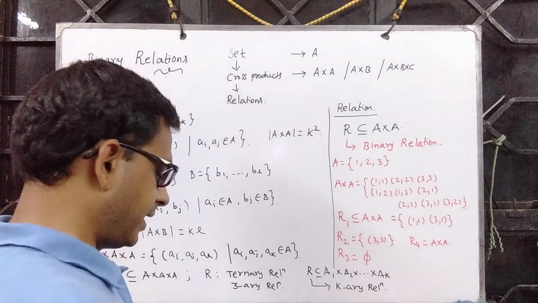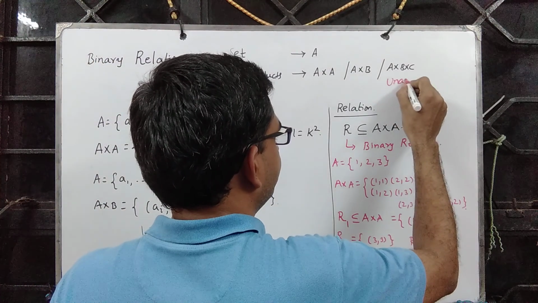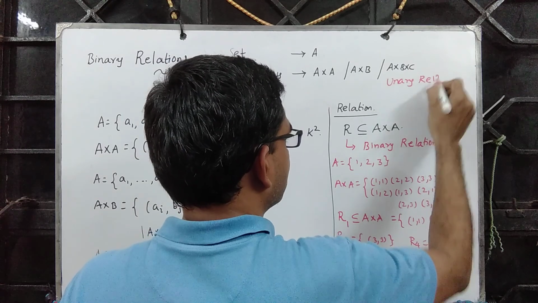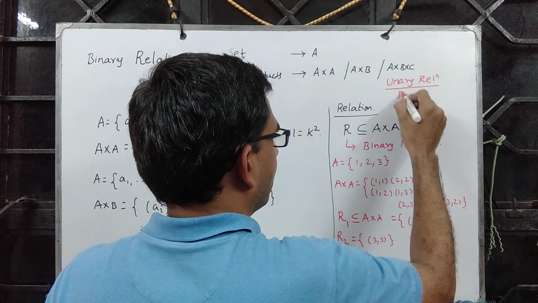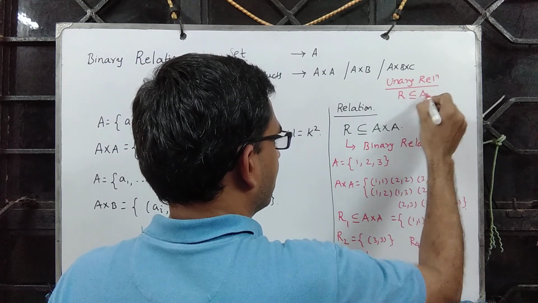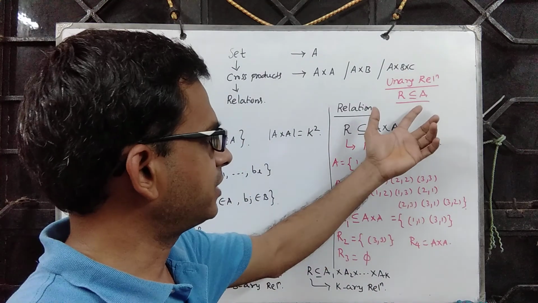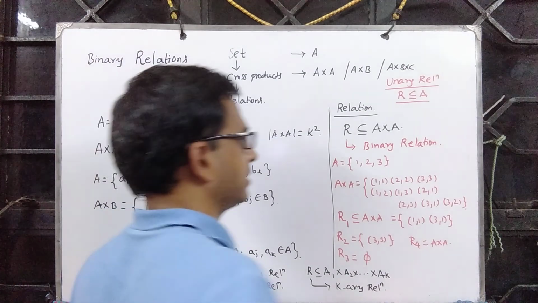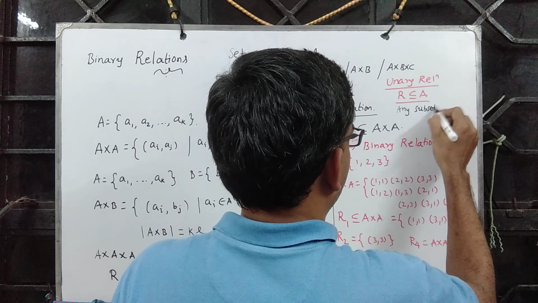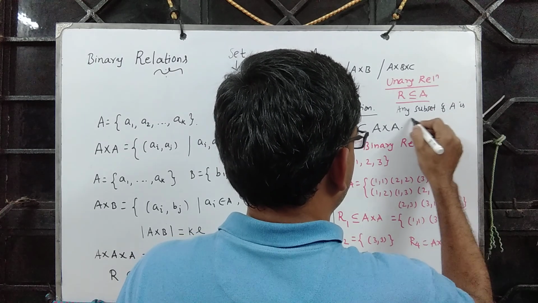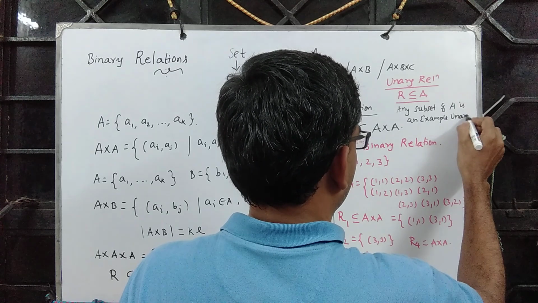Now the interesting part is, are there unary relations? Answer is yes. If you have 2, then it is binary. If it is just 1, then it is unary. What is that? Any subset of A is a unary relation. That's it. Any subset of A is an example of a unary relation.